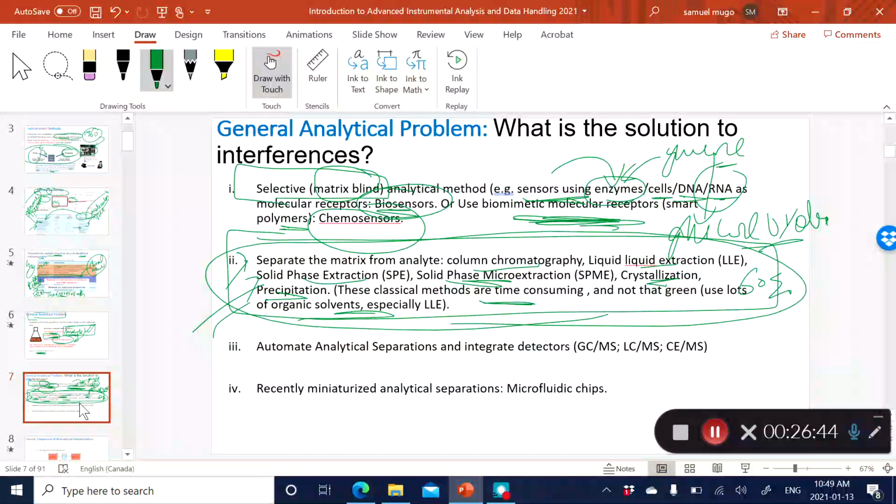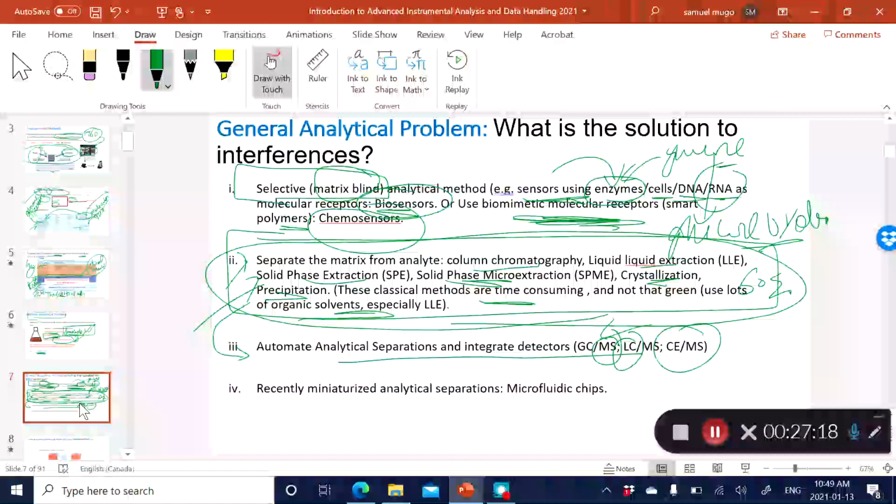But as I've said, those techniques often have been automated, and there's a whole progression in that direction. They've been automated into things like gas chromatography, using different types of detectors. In this case, I've just included mass spectrometer. But you can also do liquid chromatography, an automated form of column chromatography. You can also use capillary electrophoresis, which is an automated form of gel electrophoresis. So again, you can use that to address this analytical problem of matrices.